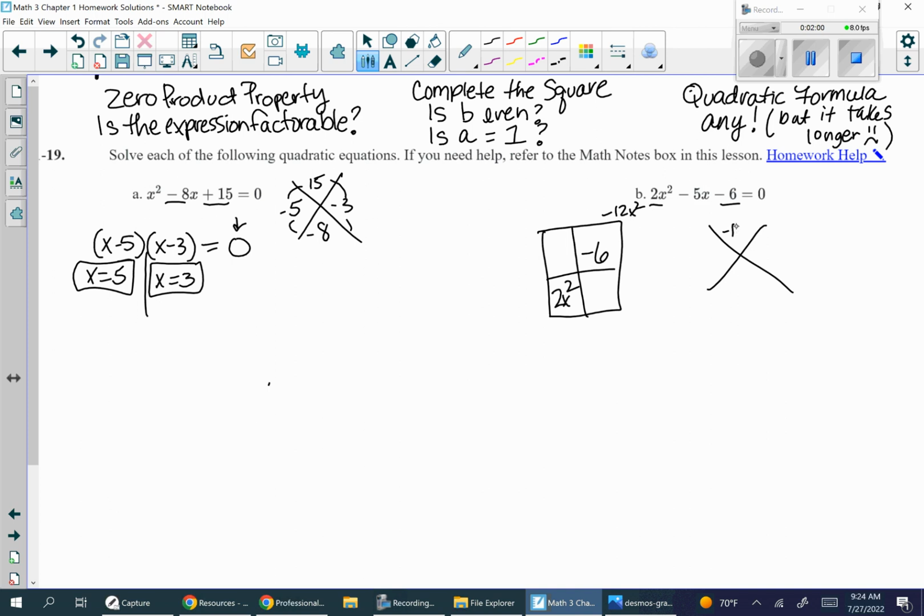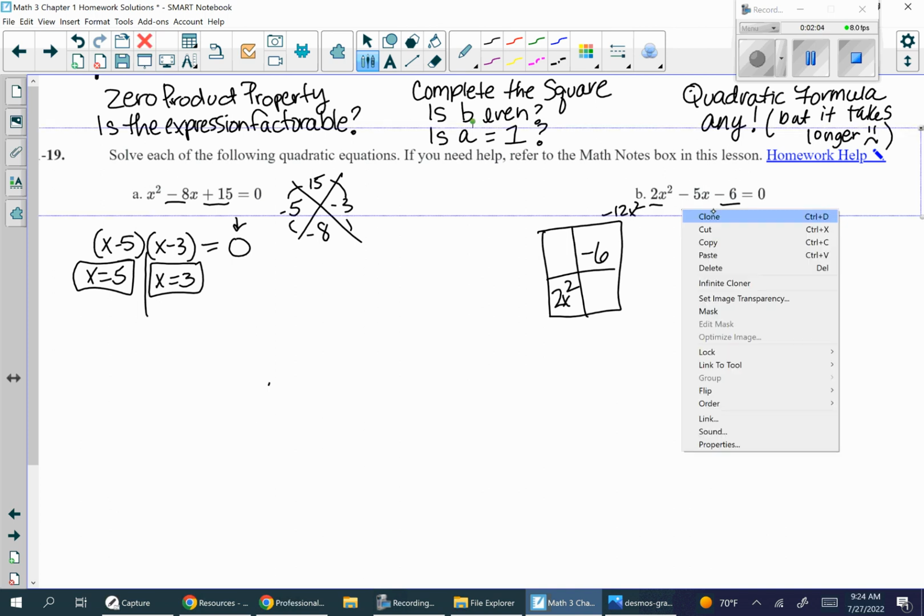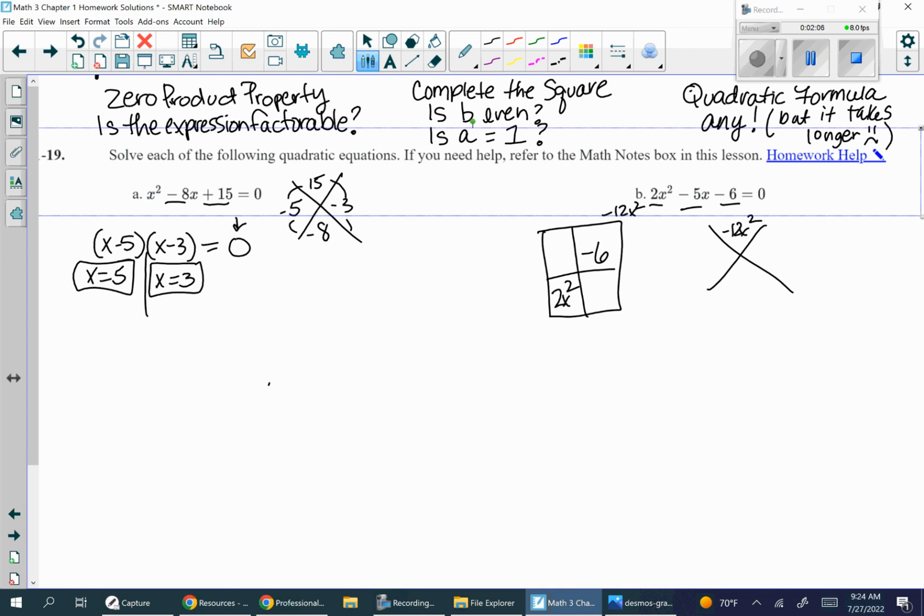And that negative 12x squared goes up top in the diamond problem, and then the b value goes in the bottom, negative 5x. And what we want is two numbers that multiply together to give us negative 12x squared, but add together to give us negative 5x. And let's do just a little bit of mental math in order to figure that out.